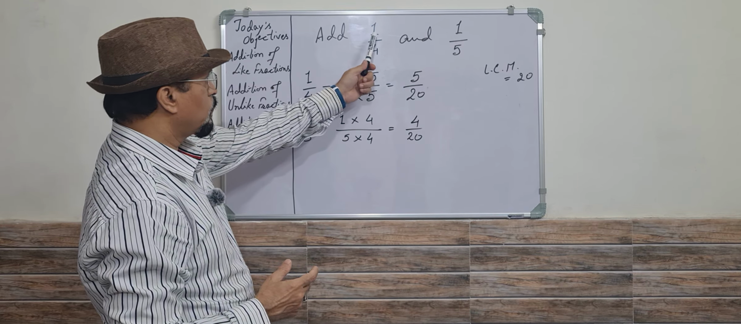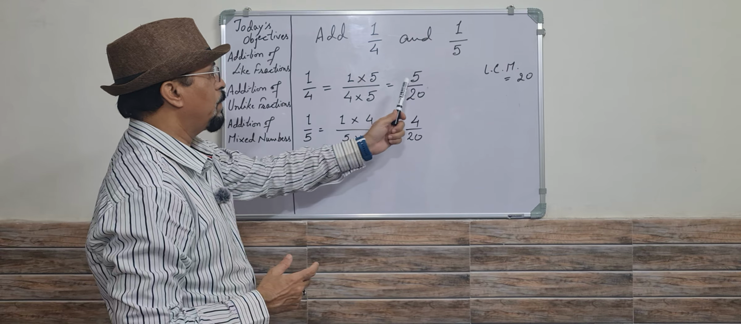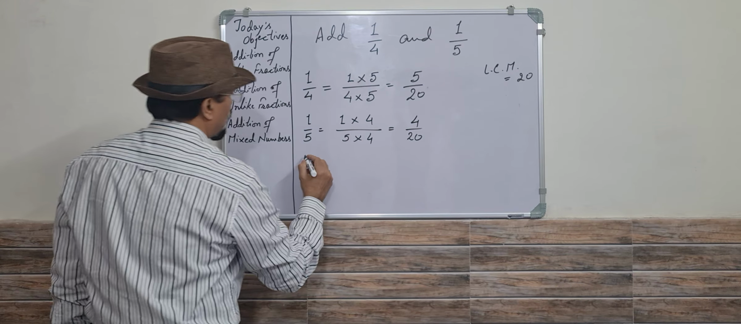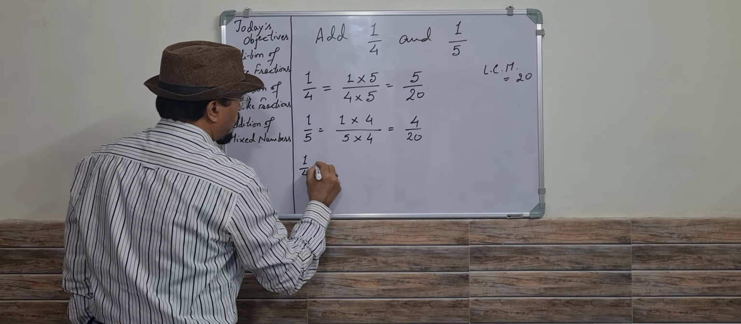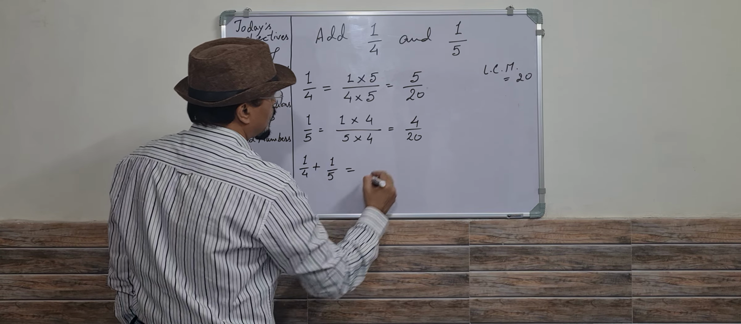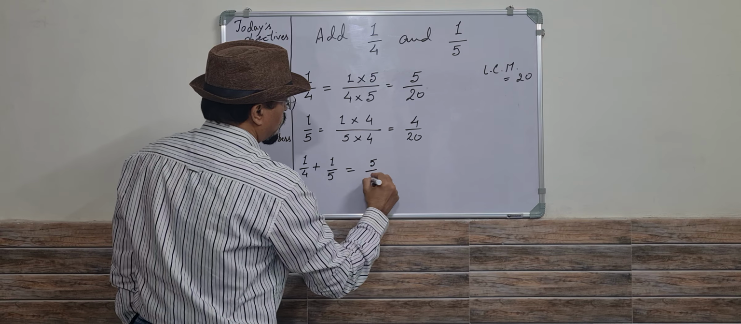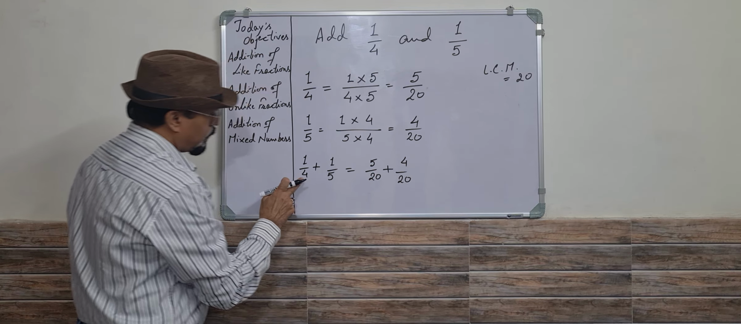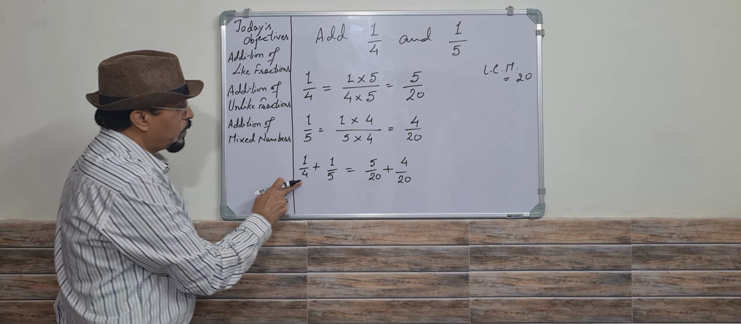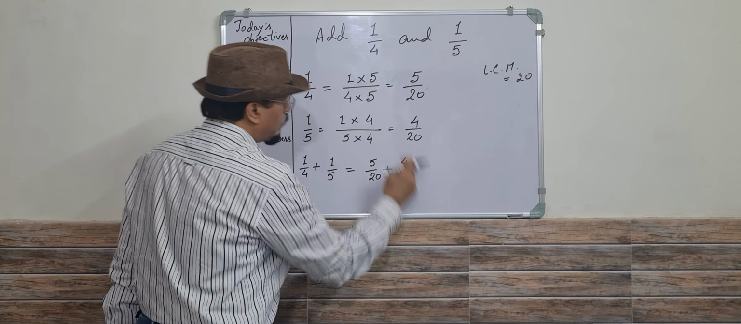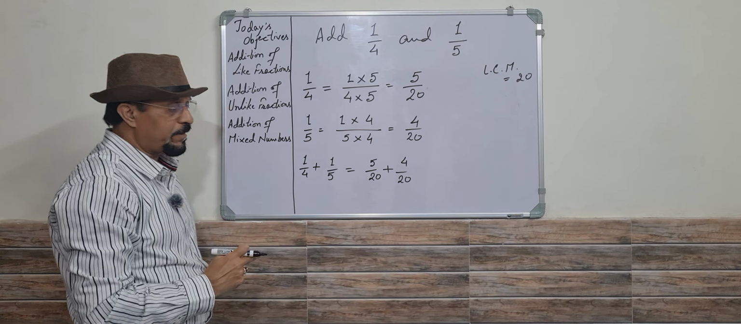So now instead of adding 1 by 4 and 1 by 5, I'll be adding 5 by 20 and 4 by 20. So 1 upon 4 plus 1 upon 5 equal to 5 upon 20 plus 4 upon 20. In place of 1 by 4, I have written 5 by 20. In place of 1 by 5, I have written 4 by 20 because they are the equivalent fractions.